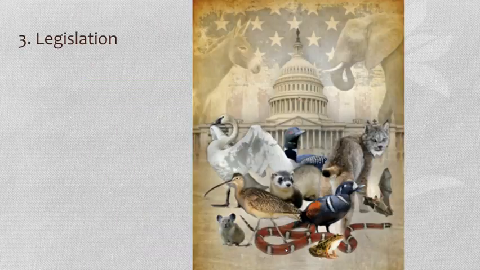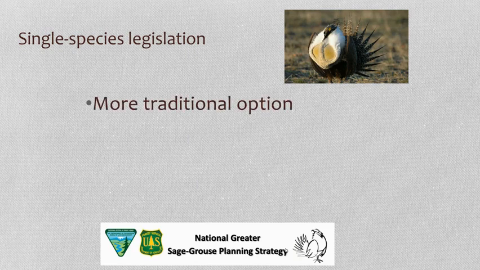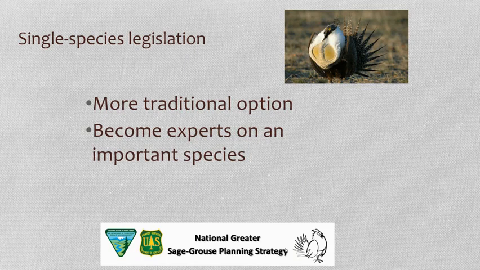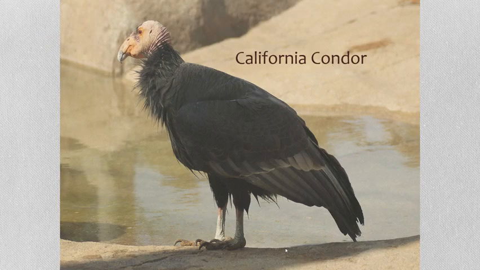Another way to protect species is through legislation. There are many examples of protecting individual species through legislation. This is a traditional option where people become experts on important species, allowing governments or nonprofit organizations to focus their money and their resources and efforts on protecting a specific species.